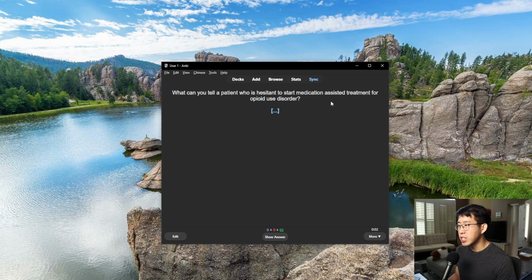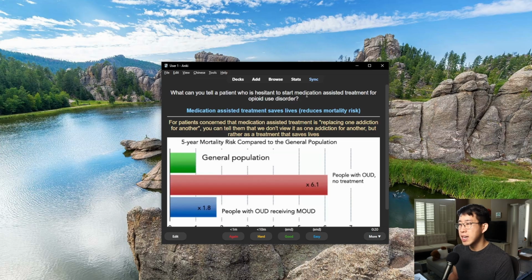What can you tell a patient who is hesitant to start medication-assisted treatment for opioid use disorder? I've run into this situation many times where patients are feeling like, you know, we're starting Suboxone or methadone. Isn't it just replacing one opioid with another opioid? And one way to respond to this is that medication-assisted treatment saves lives.